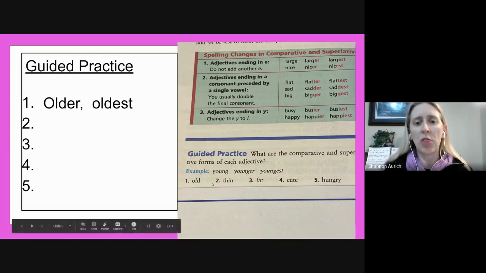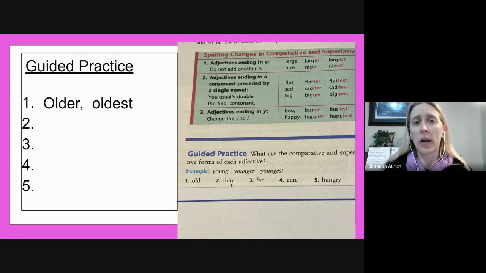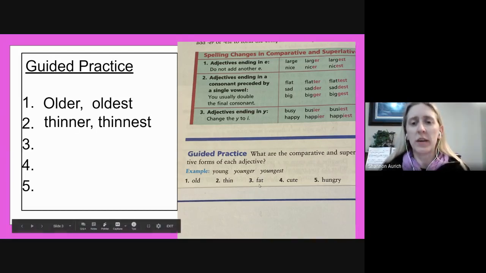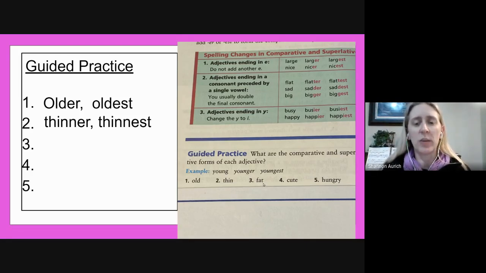Now looking at number two, thin. Ooh, look, we have a vowel and then we have one consonant. We're going to have to double the consonant and then add our ending. So thin changes to what? Thinner, yes. And if you're going to compare many things, you're going to say it is the thinnest of all. Remember to double the N. Next word is fat. Again, we have a vowel and then a T, which is a consonant, so we need to double the T. So fat changes into fatter or fattest.